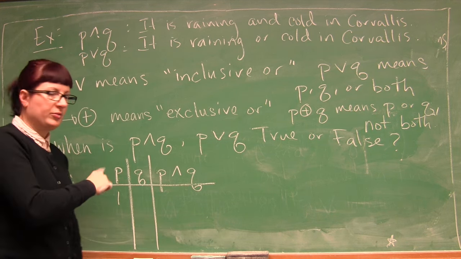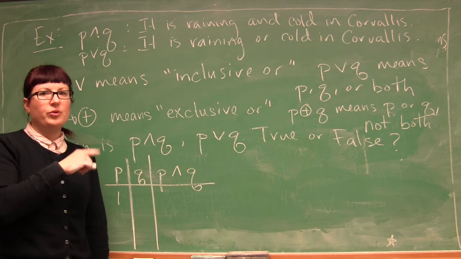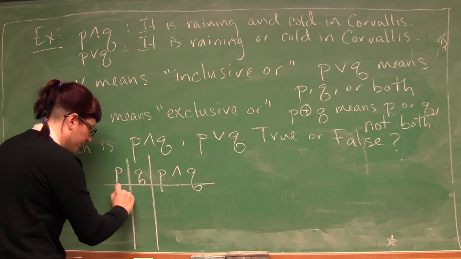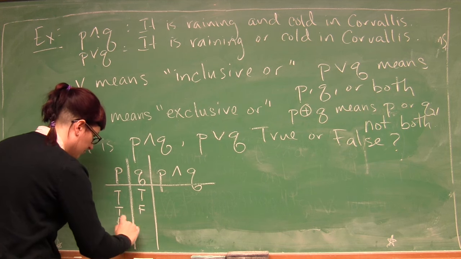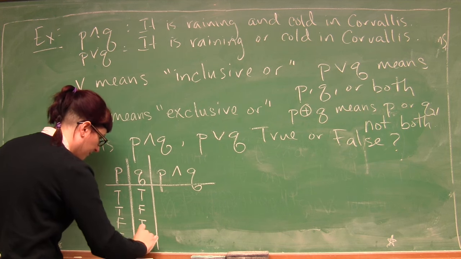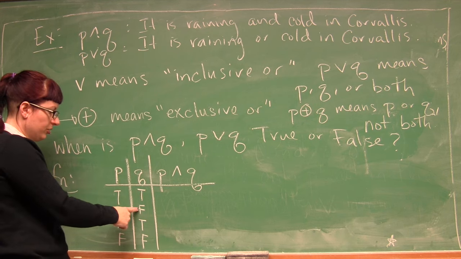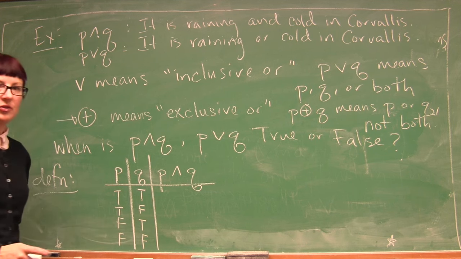So P can either be true or false, Q can either be true or false, and so there's 4 different pairs, true-false pairs that the P and Q can have. So here we have P and Q are both true, P is true and Q is false, P is false and Q is true, or P and Q are both false.